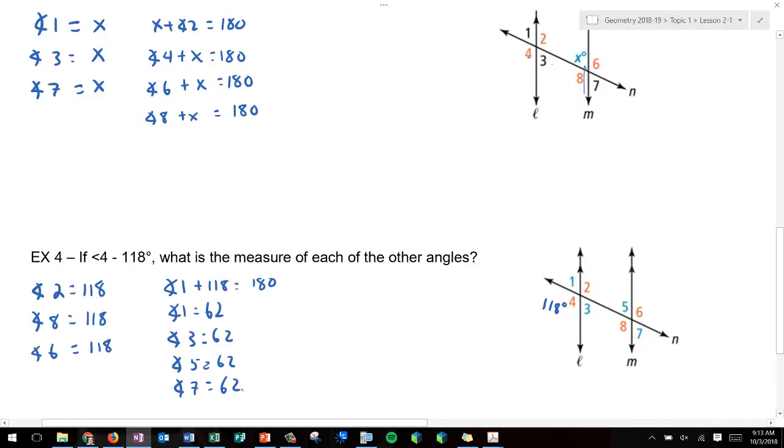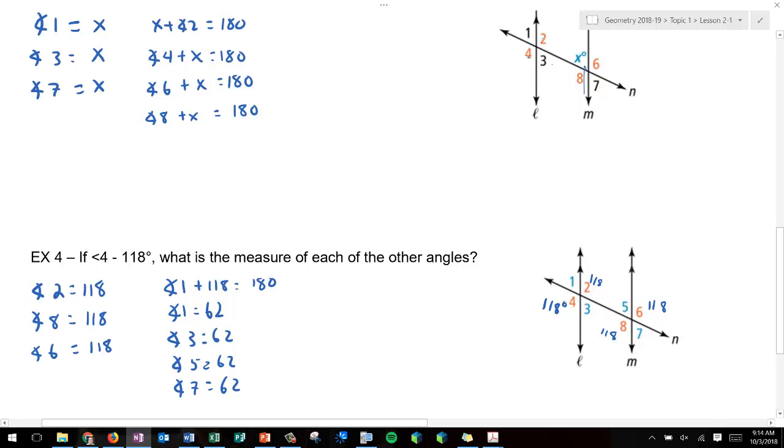So as you can see, I used my knowledge of the fact that 4 and 2 are vertical angles to say that this was 118. 4 and 8 are corresponding angles, so that's 118. And then 8 and 6 are vertical angles, or 4 and 6 are alternate exterior angles, so that tells me that's 118. If we do a little bit of arithmetic and we have our supplementary angles and we subtract the 118, we end up with 62 degrees.